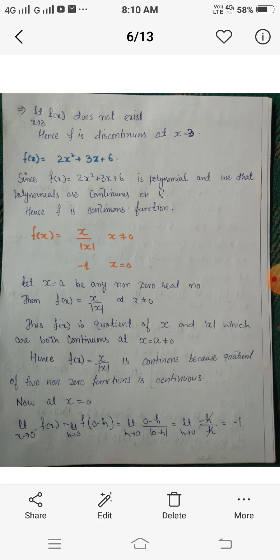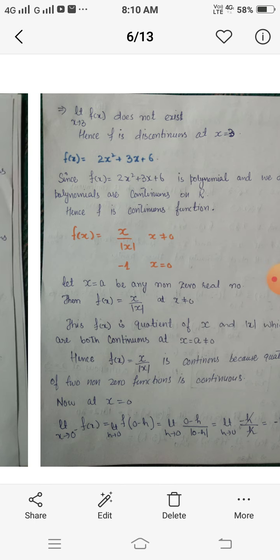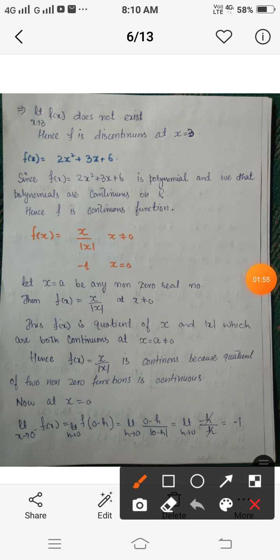Now we will check continuity of this function at x equals 0. For this we will find the limit of this function at x equals 0. Now the left limit is limit x tends to 0 negative f of x, which is the same as limit h tends to 0 f of 0 minus h. Now 0 minus h is a point which is less than 0, so this means it is not equal to 0, and for this f of x is defined by x upon mod x, that is 0 minus h upon mod of minus h. Now 0 minus h is minus h, and mod of 0 minus h is simply h. Now h cancels, we get minus 1.